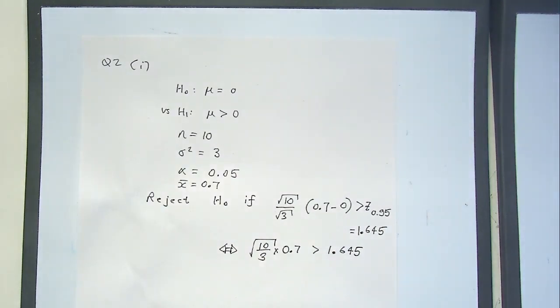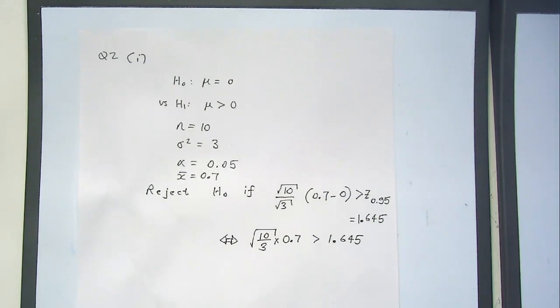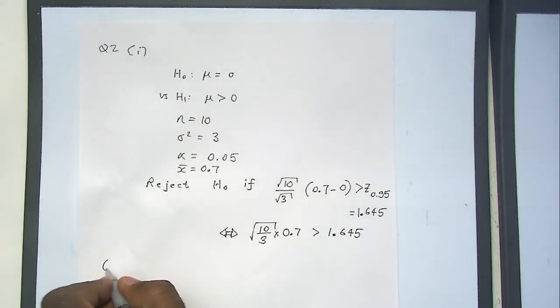Okay? Are you guys with me? So if you have a calculator, you can do this and see if it is greater or not. Of course, I'm not going to do it. I don't have a calculator. Now part 2. Part 2 is to find the probability of type 2 error if mu is 1.